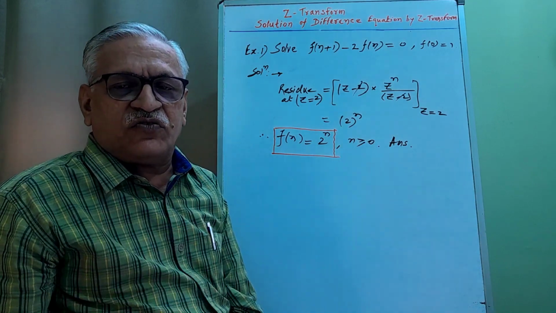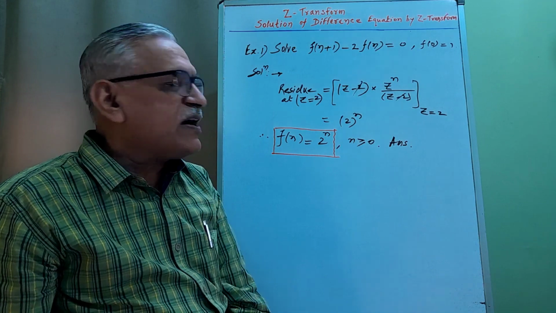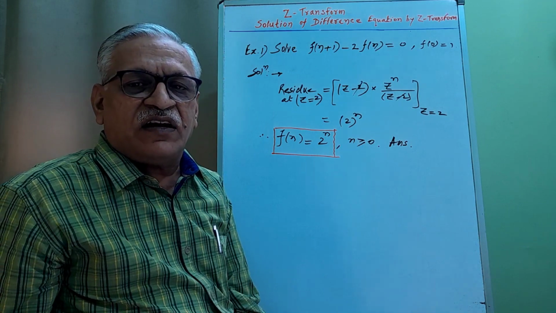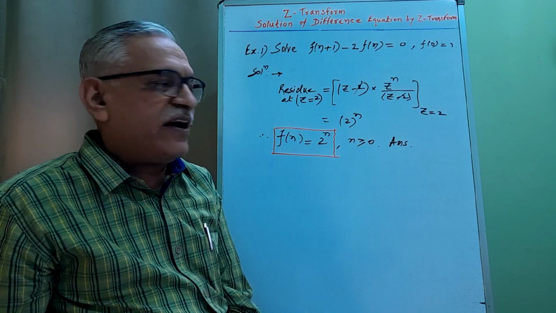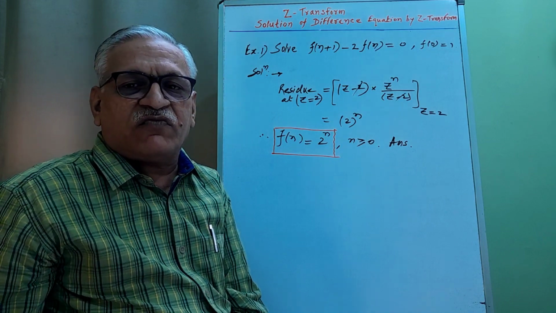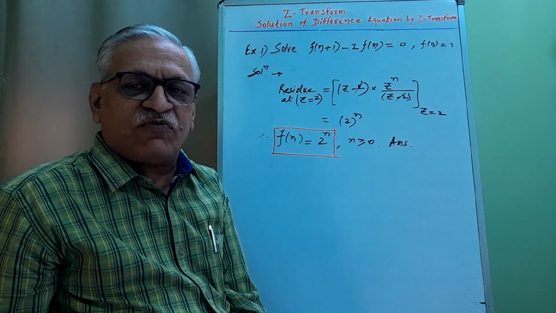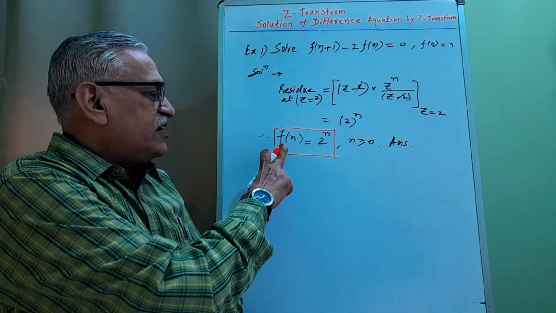Remember these two different parts. In part 1, we apply the Z transform technique, and in part 2, we apply the inverse Z transform technique to obtain this f of n.